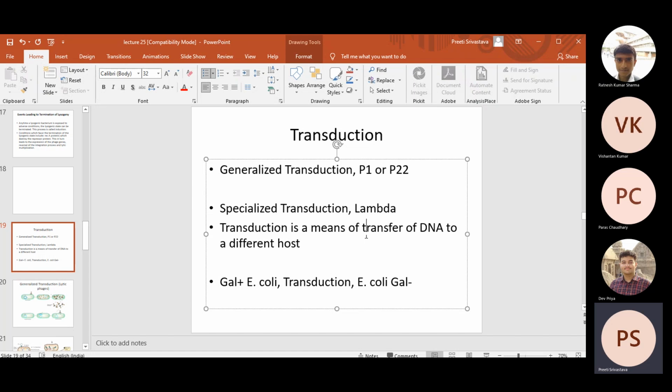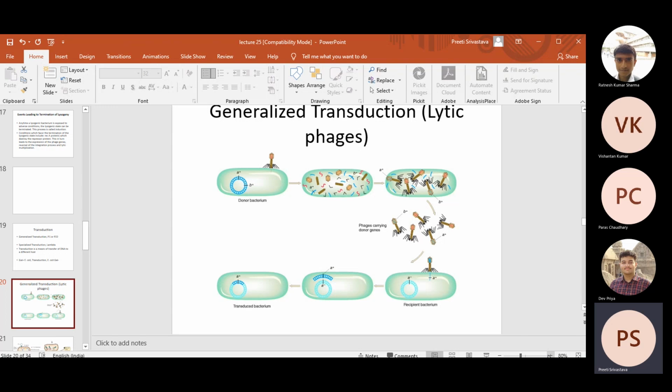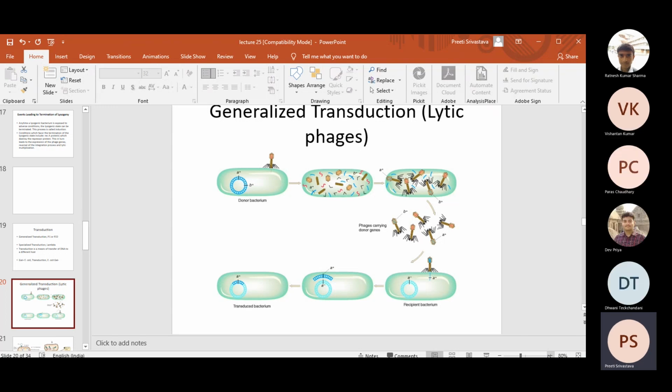Since you have now understood the lambda phage life cycle, let's now discuss transduction, the two methods of transduction. One is called generalized transduction, which is mediated by P1 or P22, and the other is specialized transduction, which is mediated by lambda. So this is a typical diagram of generalized transduction. This is mediated by lytic phages such as P1 or P22.